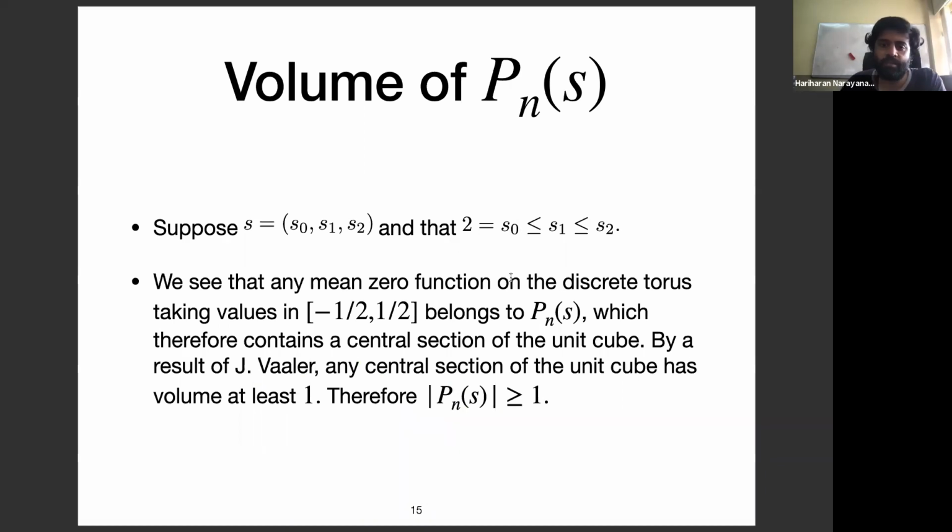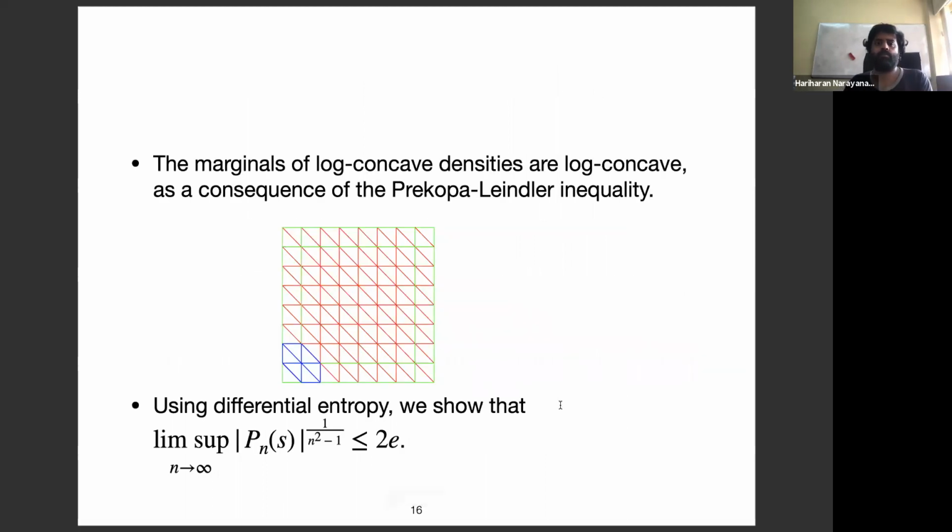So this implies that we get a lower bound on the volume of the polytope of 1, because a result of Vaaler says that a central cross section of the unit cube has volume at least 1. We need to take a section because we're talking about zero mean sections. Therefore, the volume of Pn of S is greater than or equal to 1. So we got a lower bound. The marginals of log concave densities are log concave as a consequence of the Prékopa-Leindler inequality. And using differential entropy, we can show that the lim sup of the volume of Pn of S to the 1 over n squared minus 1 is also less than or equal to 2e. So this is an upper bound.